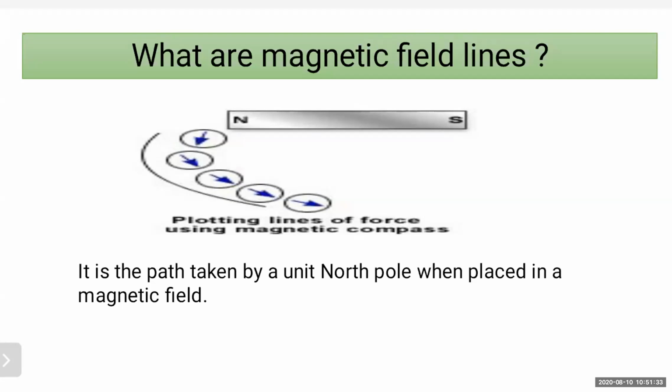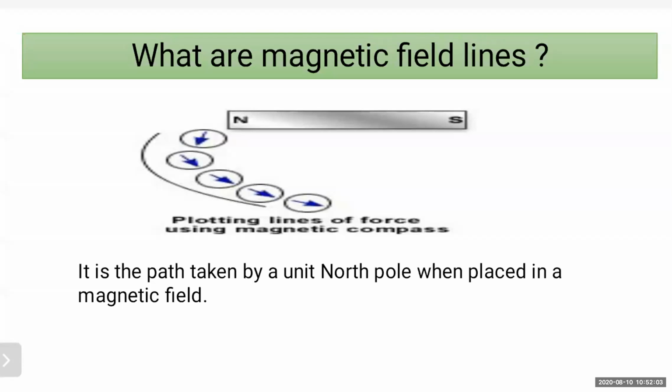So these are continuous curves. They start from the north pole and end towards the south pole. That is, the closed continuous curves start from the north pole and end on the south pole. Okay, so magnetic field lines are nothing but the path.